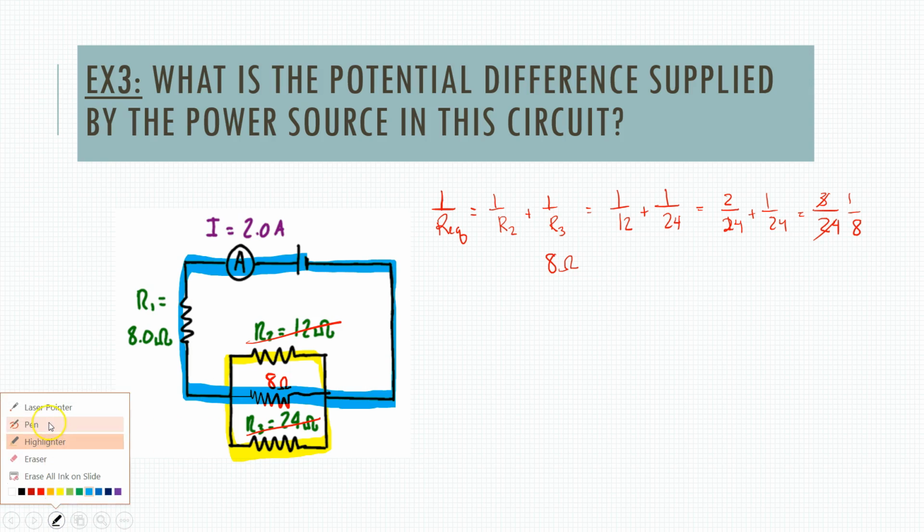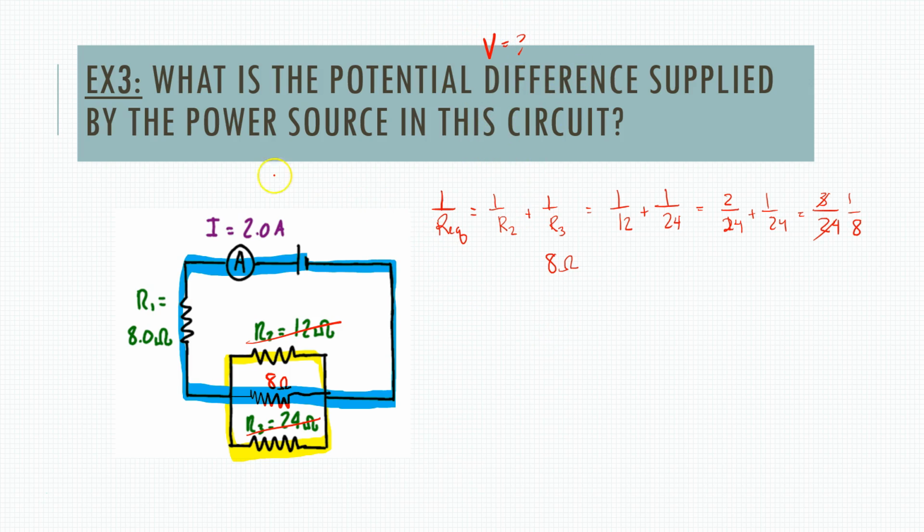Well, now that I'm focusing on the blue part of it, I can pretty easily answer my original question, which is what is the potential difference supplied by the power source? Remember, potential difference is voltage, so that's what we're hunting, we're hunting the voltage. In order to find the voltage of this circuit, I'm going to have to figure out the voltage of the different pieces in the circuit, and I can do one of two things.